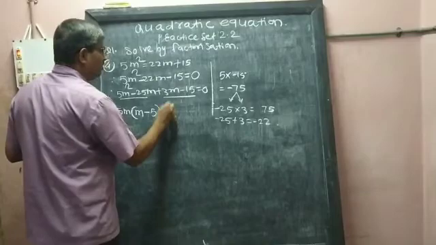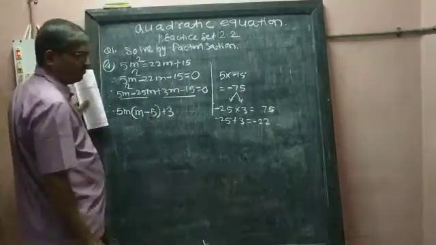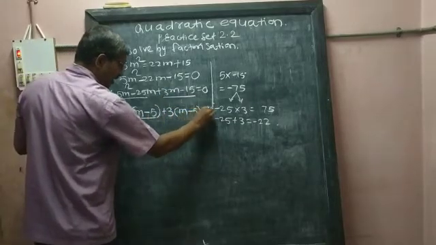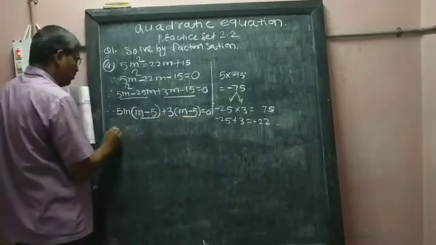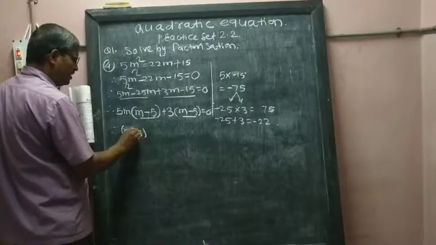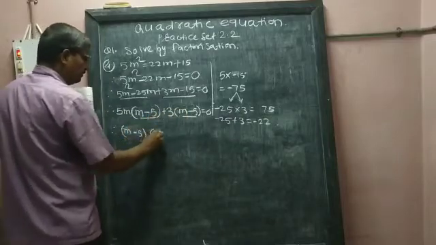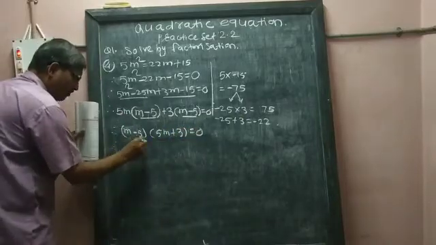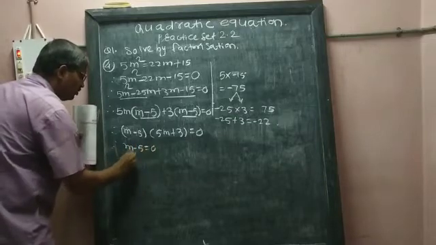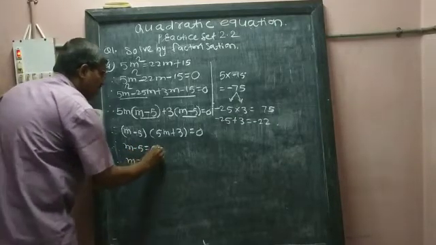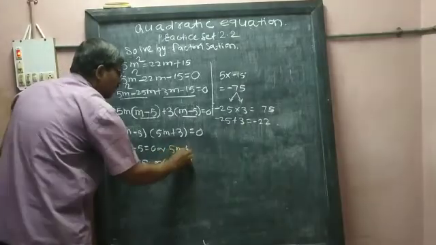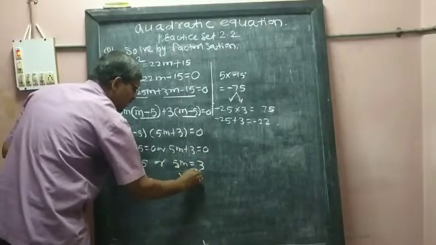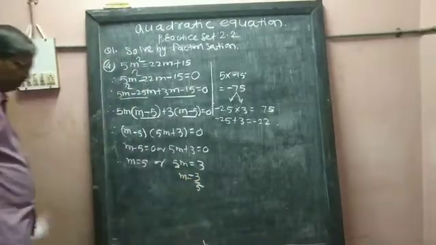Now from this you should take out 3 common, meaning 3m and minus 15. From it 3 is the smallest number, therefore what comes in the first bracket should come into the second bracket, therefore I wrote it. Now the second step is that m minus 5 is the common term, in the second bracket 5m plus 3 is equal to 0. So what happened now? m minus 5 is equal to 0, m is equal to 5, or 5m plus 3 is equal to 0, 5m is equal to minus 3, thus m is equal to minus 3 upon 5.